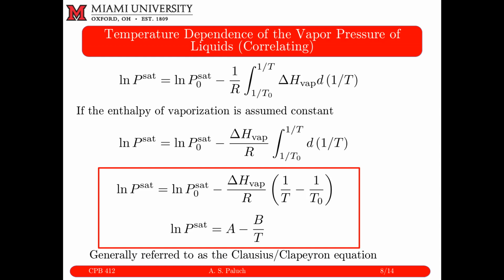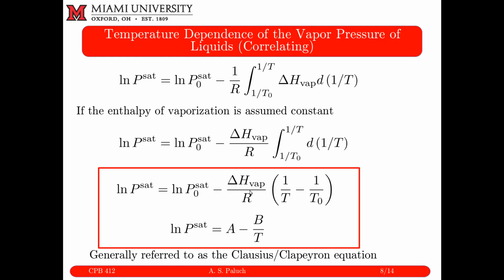But if we assume that delta H of vaporization is constant, we can pull delta H out of the integral. And so then we just have the integral of d inverse T, and we arrive at the relationship that log P sat is log P naught minus delta H of vaporization over R times 1 over T minus 1 over T naught. So log P naught is just a constant, it's my reference pressure. Delta H of vaporization over R times 1 over T naught, well, T naught is just my reference temperature, it's a constant. Delta H of vaporization over R, delta H we're assuming is constant, so it's just a constant. And so we can group those together into just some generic constant A.